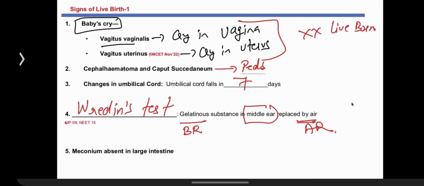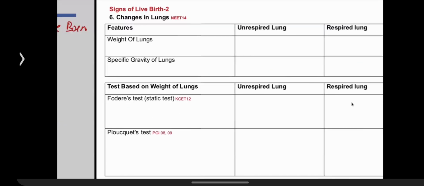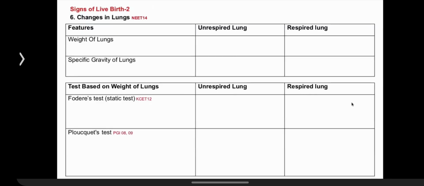Meconium becomes absent in the large intestine after about 24 to 48 hours of birth. Now, the most important changes are seen in the lungs. The weight of the lungs increases after respiration because of the increased blood circulation. But the specific gravity of the lung decreases because air goes inside.